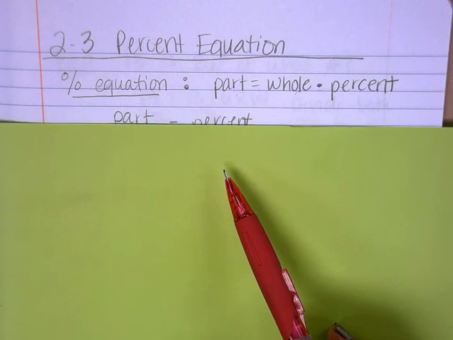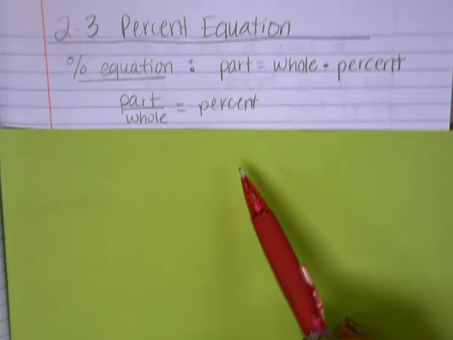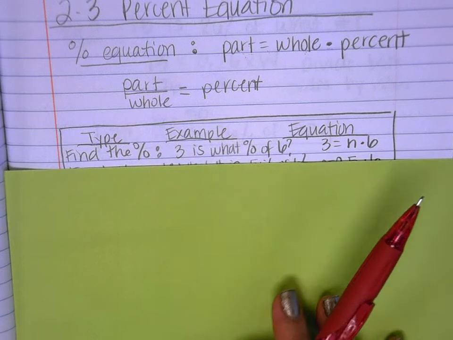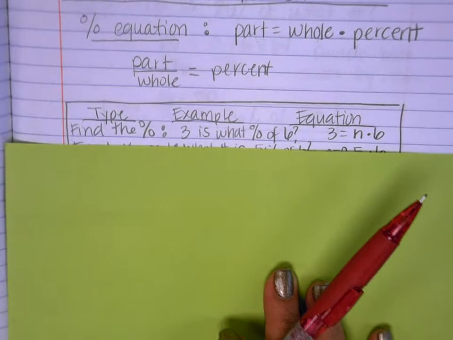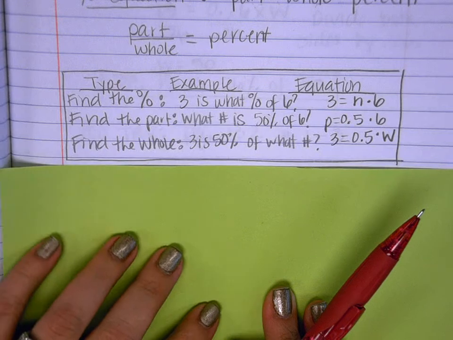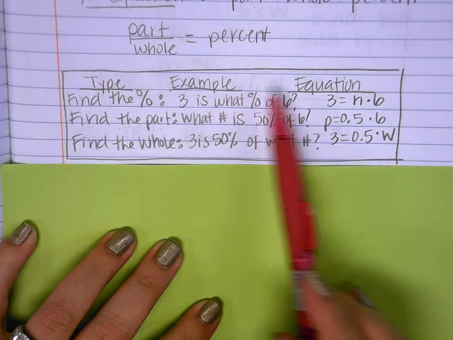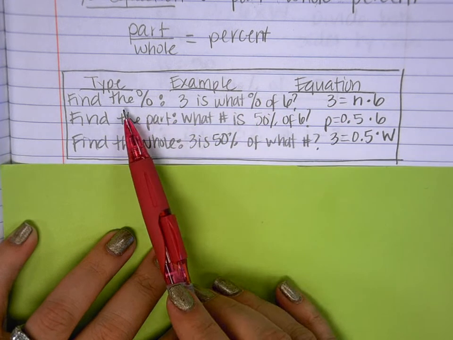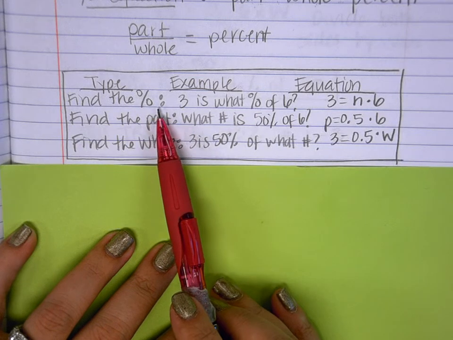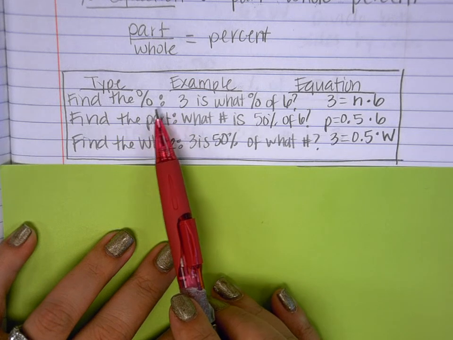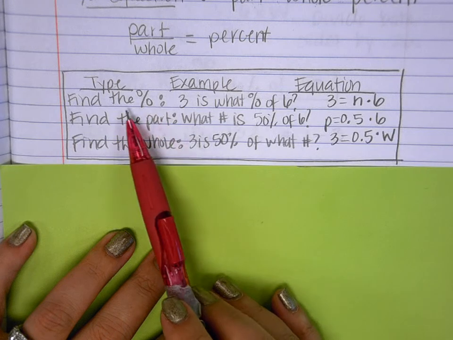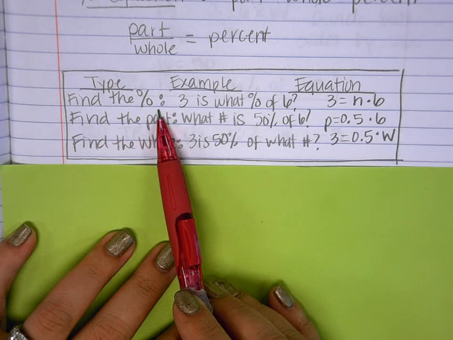All right, so here's what it looks like. That's what we just did. Now here we go. We have the same kind of chart: a type, an example, and an equation. If we're just finding the percent, you have to write it down. Yeah, it's in your book too, but you might want it in your notes for the quiz. We already did it? No, it's a different one. So find the percent.